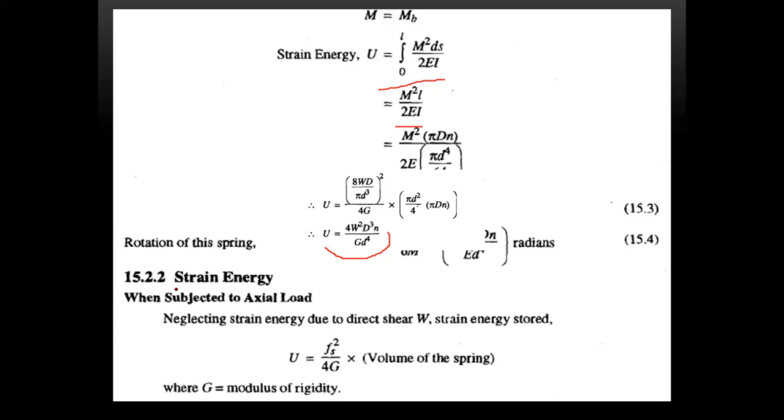Okay. Next, the strain energy. Here also it is subject to axial load. Neglecting the strain energy of W, the strain energy stored, U is equal to F square by 4G into volume.